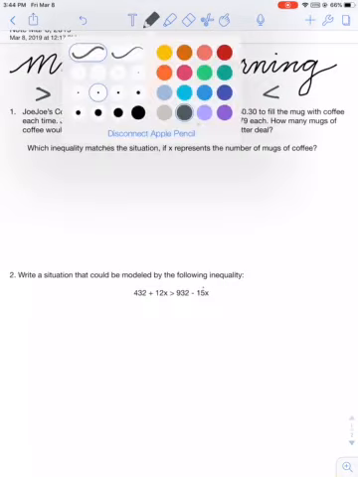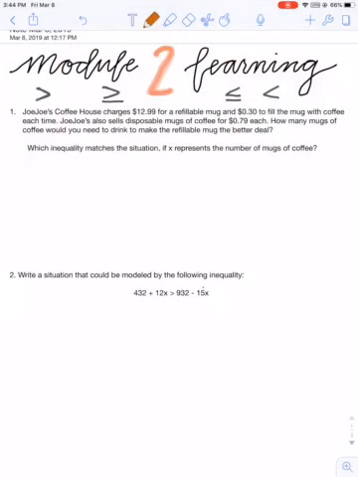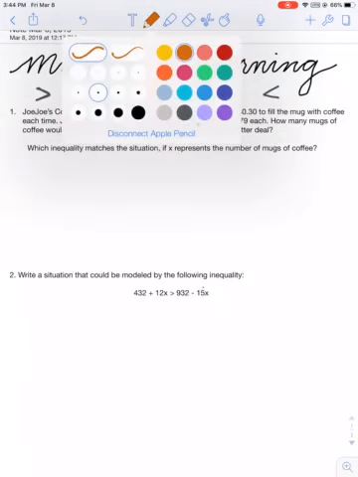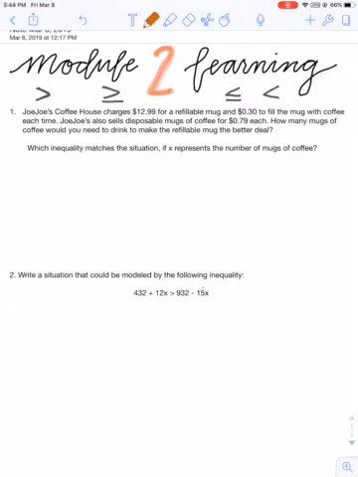Alright, so looking at JoJo's example specifically, we have two different situations that we're comparing here. The first one would be our refillable mug. And the other option would be disposable. So refillable versus disposable. And we're talking about the cost of each. Okay, so what comparison are we making here? And we find that in the question typically. So how many mugs of coffee would you need to drink to make the refillable mug the better deal?